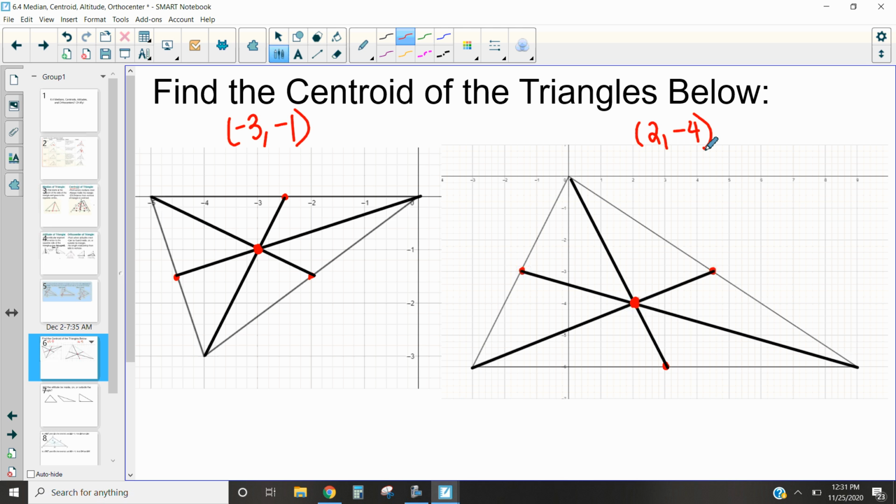Again, you can also use the midpoint formula if you're interested, but I find that this way is a little bit easier. So please check out the next video in which we're going to discuss a little bit more about our altitude and where it's located. And then lastly, check out the last video in which we use the median and centroid properties to determine different parts of triangles and different lengths within those triangles.